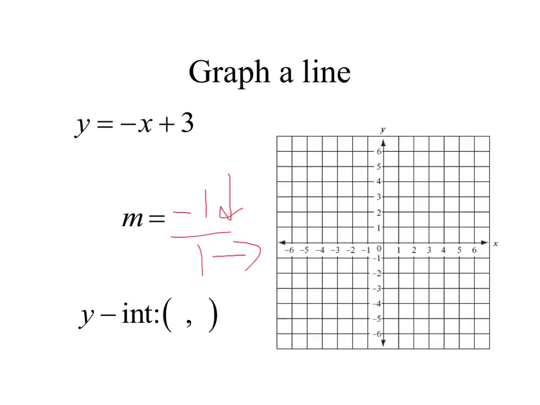And then since our b value is 3, we have a y-intercept of (0, 3). So starting at our y-intercept at (0, 3), we're going to go down 1 and to the right 1. And then we graph our line going through those points.